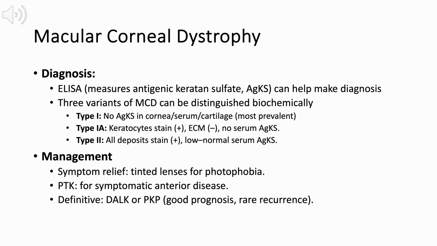Diagnosing this condition can be supported biochemically through ELISA testing, which measures antigenic keratan sulfate, or AGKS. Based on biochemical findings, 3 distinct variants can be identified. In type 1, the most prevalent form, there is no detectable antigenic keratan sulfate in the cornea, serum, or cartilage. In type 1A, keratocytes stain positively for antigenic keratan sulfate, but the extracellular matrix does not, and serum antigenic keratan sulfate remains absent. In type 2, all deposits stain positively for antigenic keratan sulfate, and serum levels are within a low to normal range.